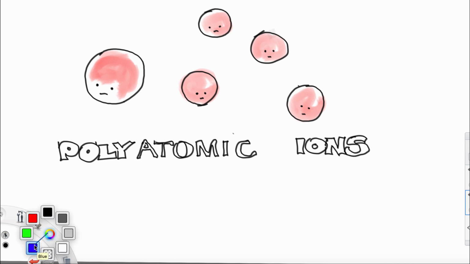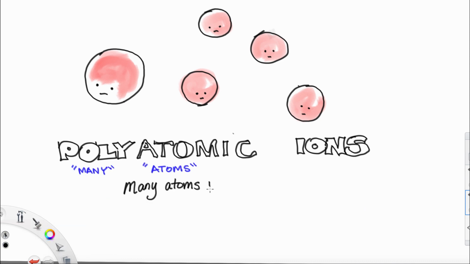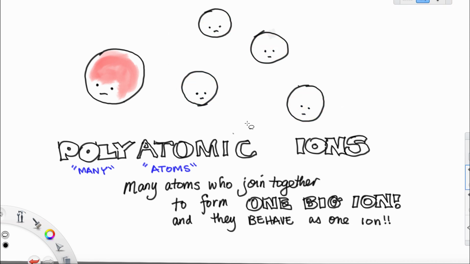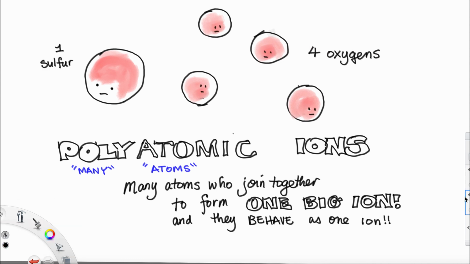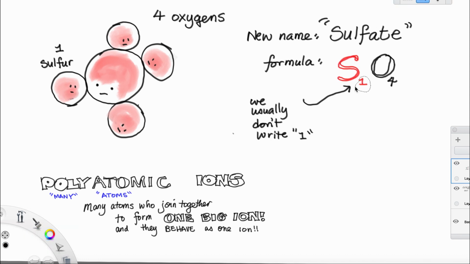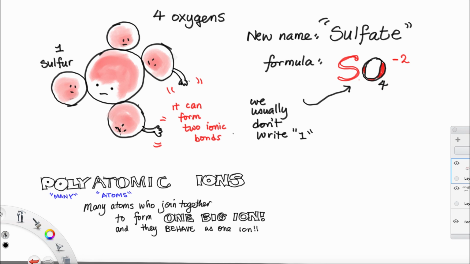Another topic is polyatomic ions. This is when many atoms join together to form one big ion, and they behave as one big ion. So for example, if you have 1 sulfur and 4 oxygens and they bind together, they make a polyatomic ion called sulfate. The formula is SO4. And this SO4 can form 2 bonds. So its SO4 negative 2 is its ionic charge.